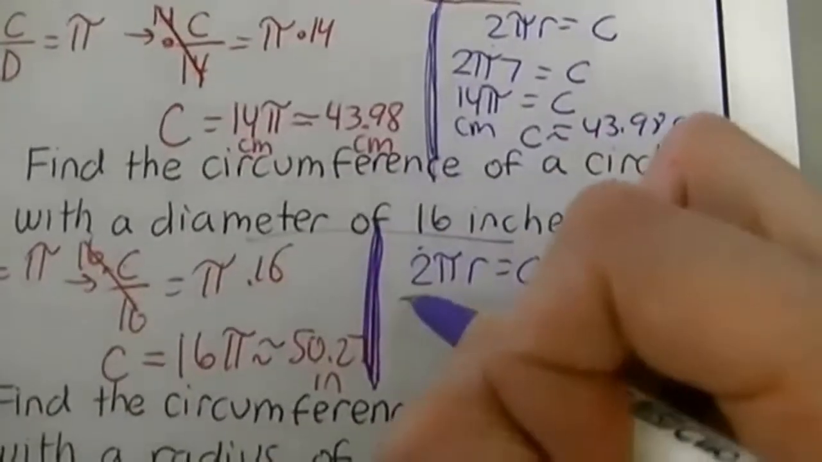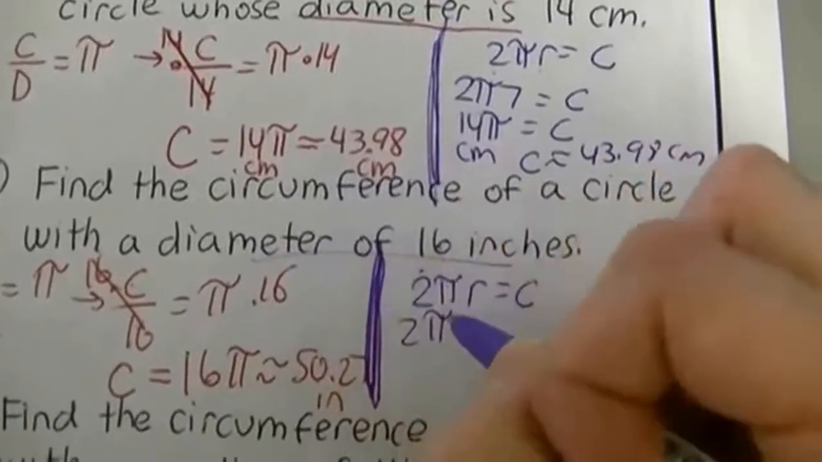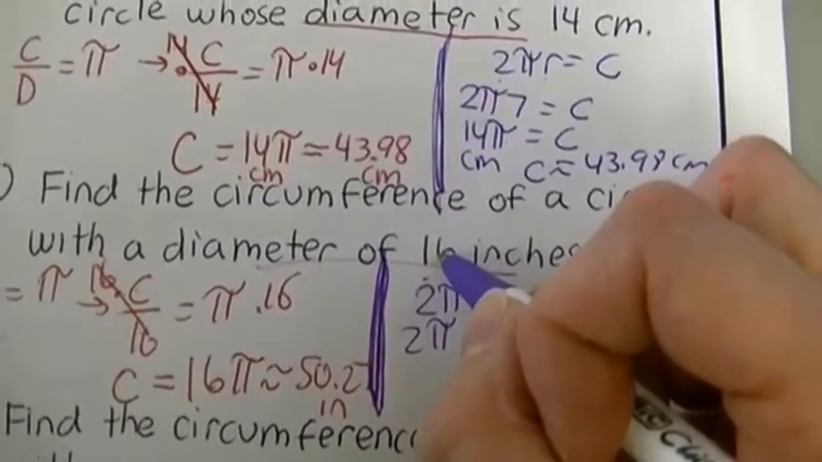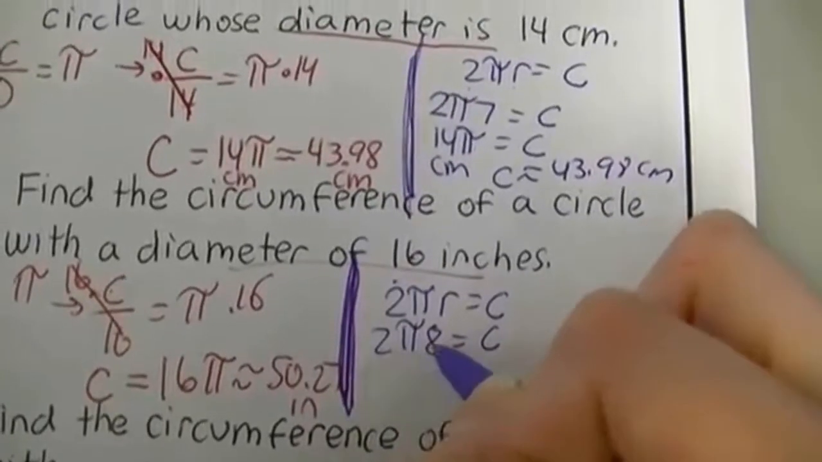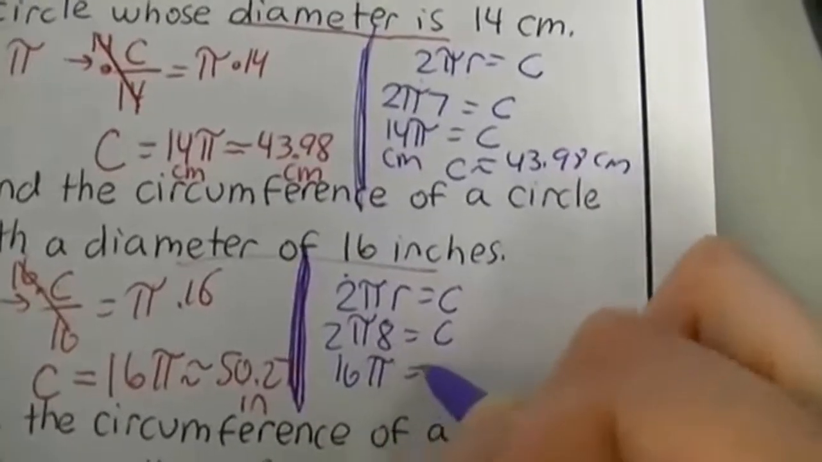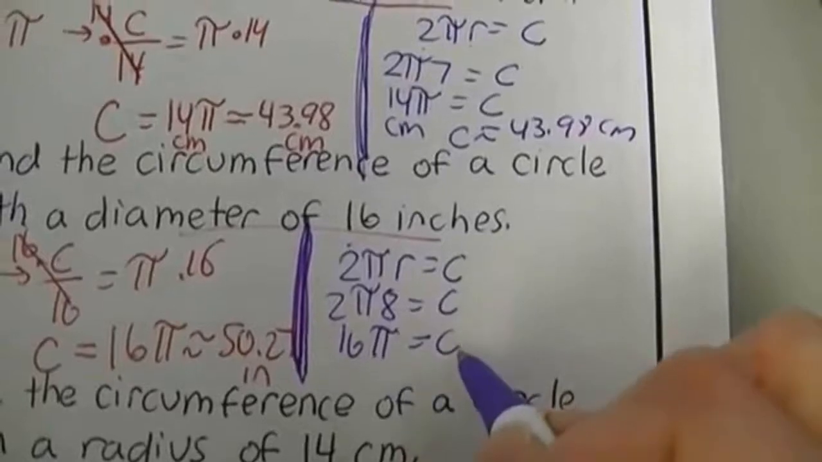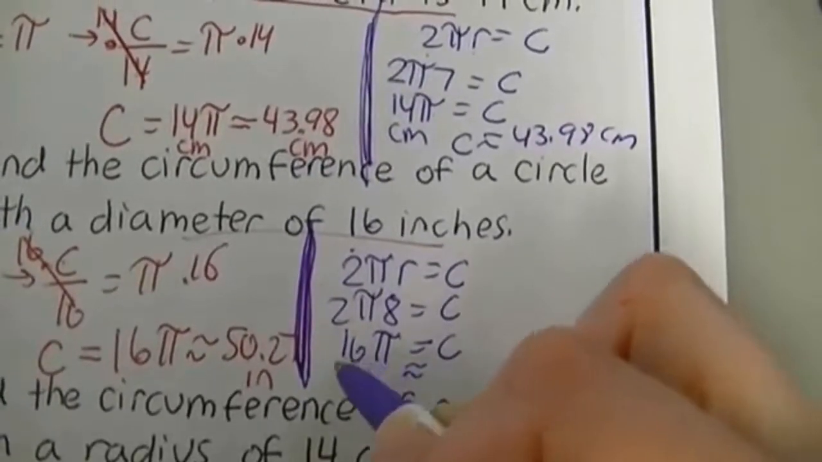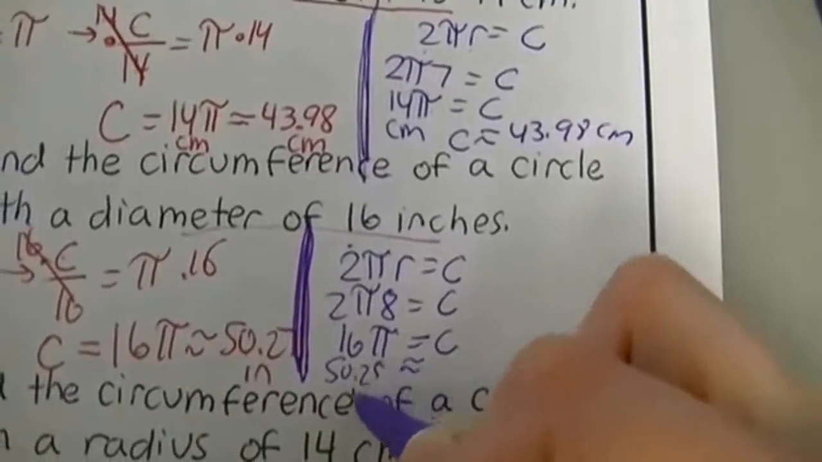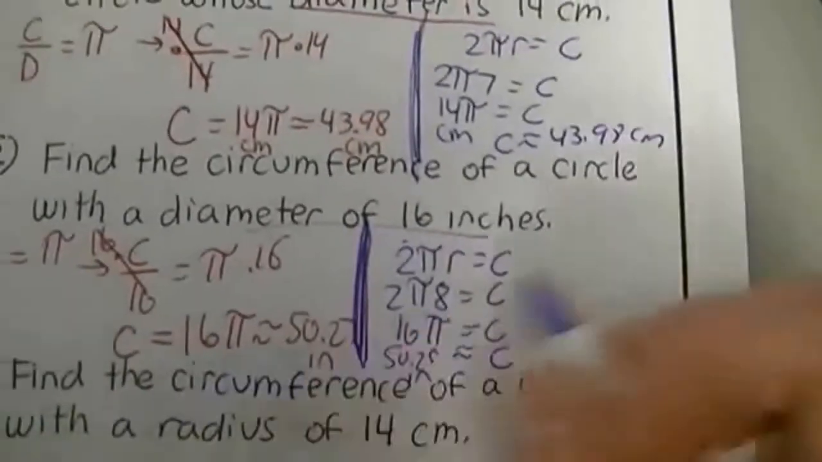Radius. So 2 times pi times the radius. Radius is half the diameter, so if the diameter is 16, the radius is 8. So 2 times 8 is 16, times pi, and that's circumference. And then circumference is going to be approximately 50.27 inches. Okay, same exact answer.